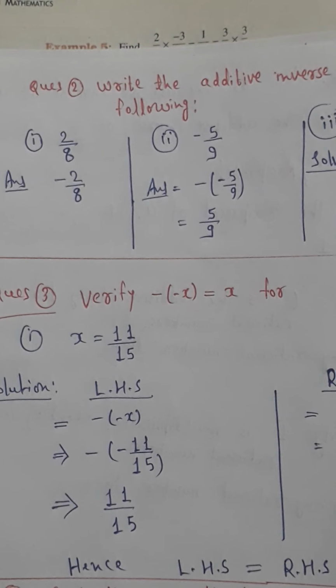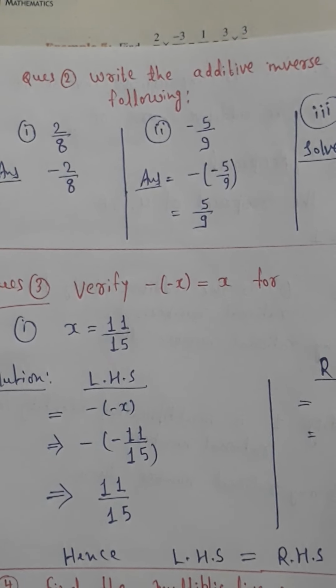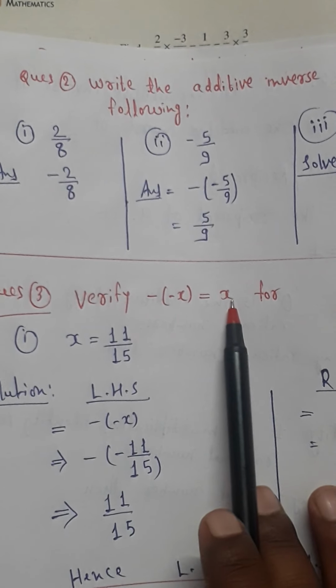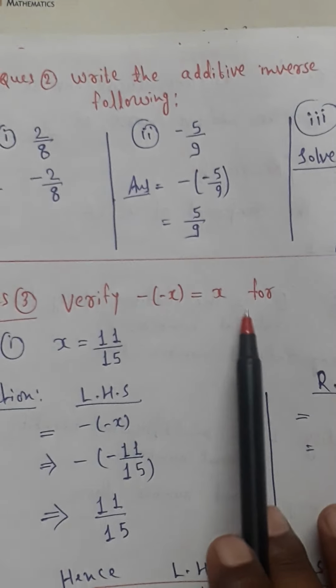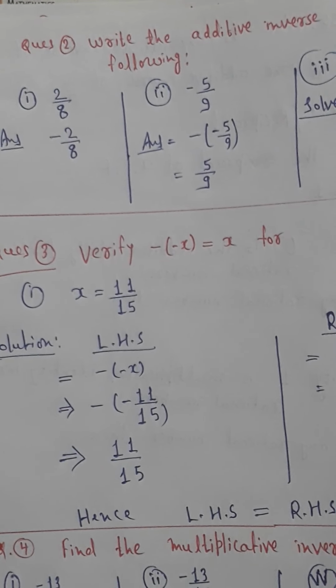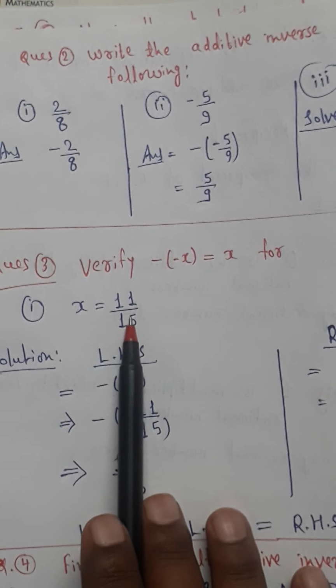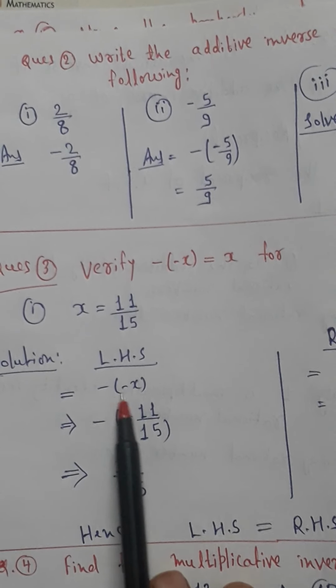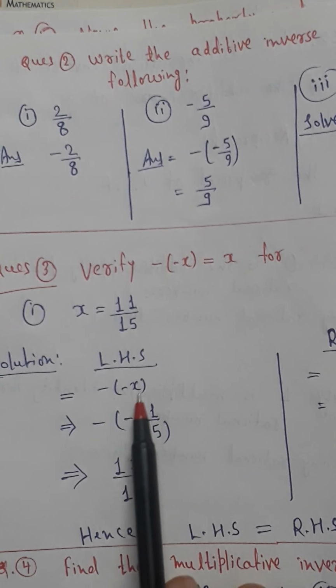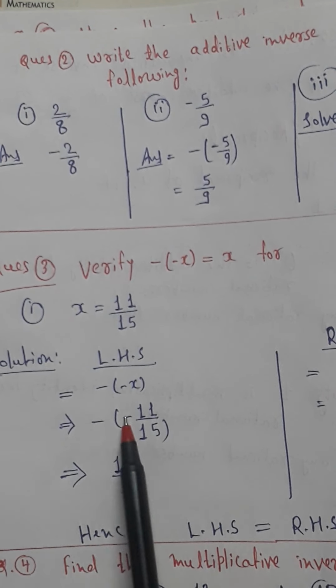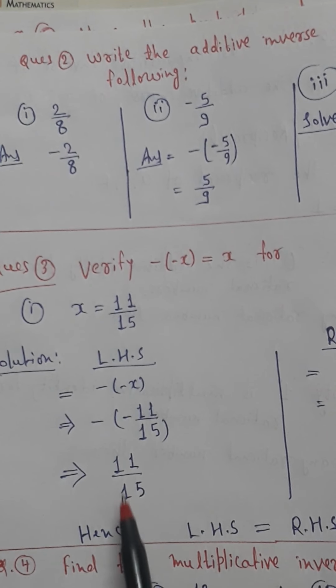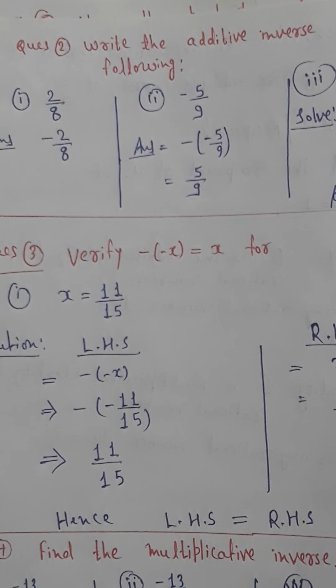Then next question is verify minus of minus x is equal to x. It is very simple. We have given two sides. First of all, we will take left hand side. So left hand side is minus of minus x. We have x equal to 11 upon 15. So we substitute in place of x 11 upon 15. Minus into minus will be plus 11 upon 15. RHS is x equal to 11 by 15.